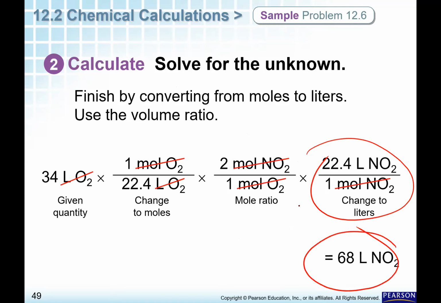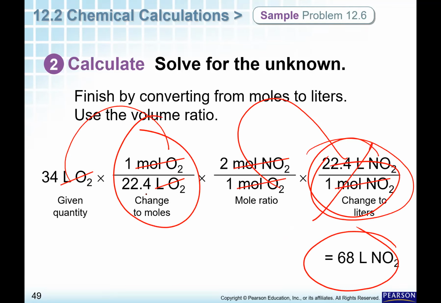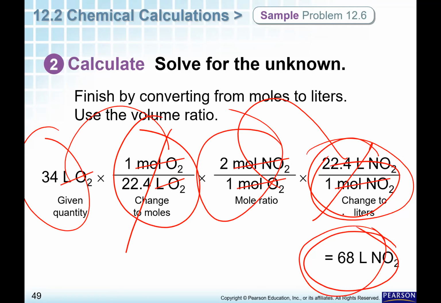Does anyone notice something in this equation that we can reduce? In the case of, and that is only in the case of volume to volume calculations, since any mole of any gas can occupy 22.4 liters, maybe we don't need to go through the moles and then back. We can use the volume ratio. If you notice, these are repeated, so they will cancel with each other. So we could have done 34 liters times the 2 over 1 ratio, and then get 68.